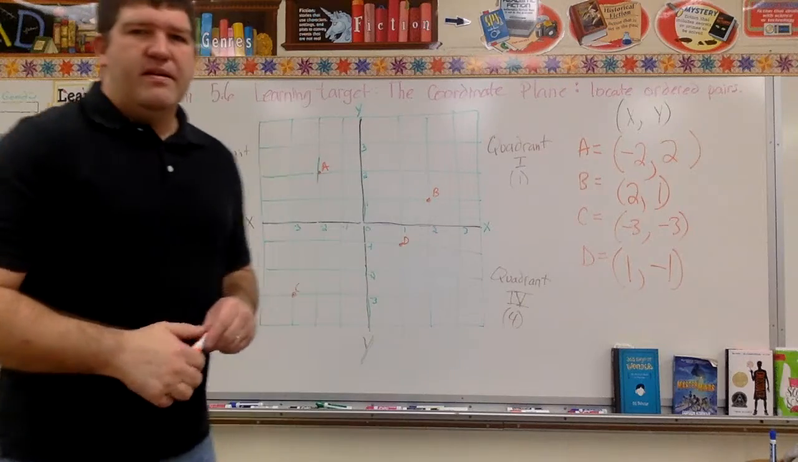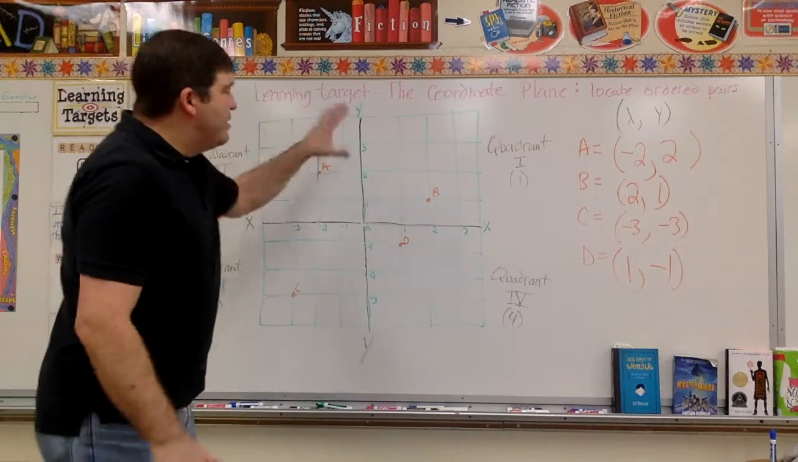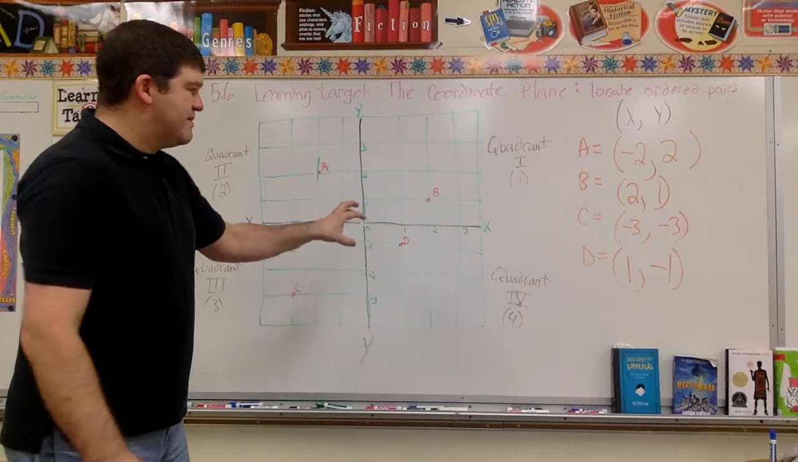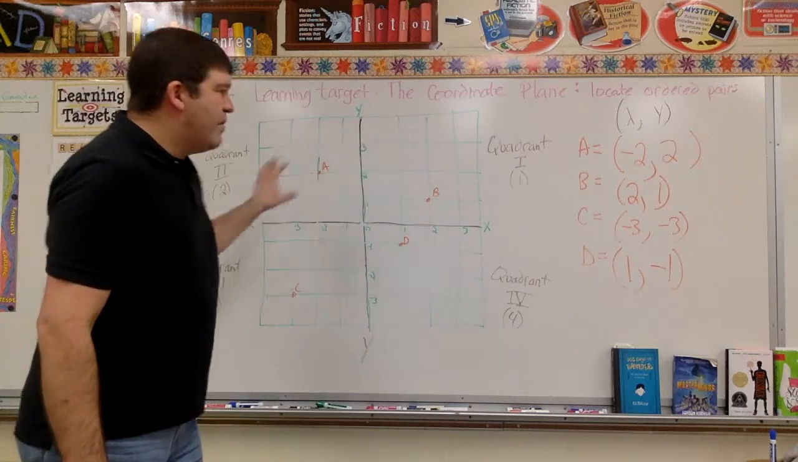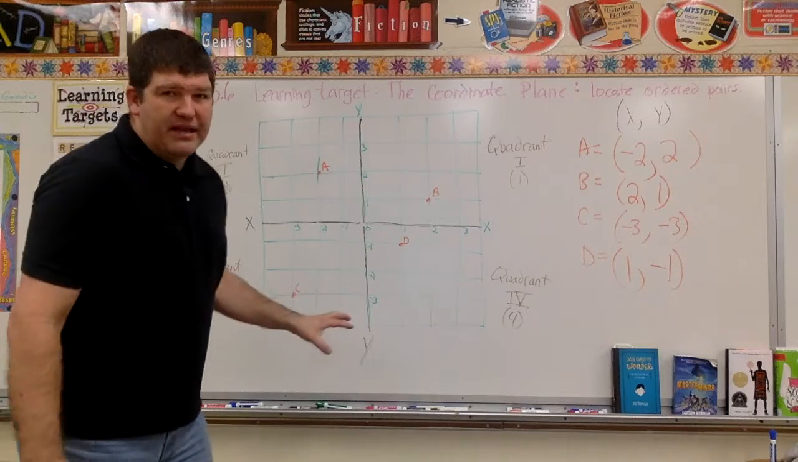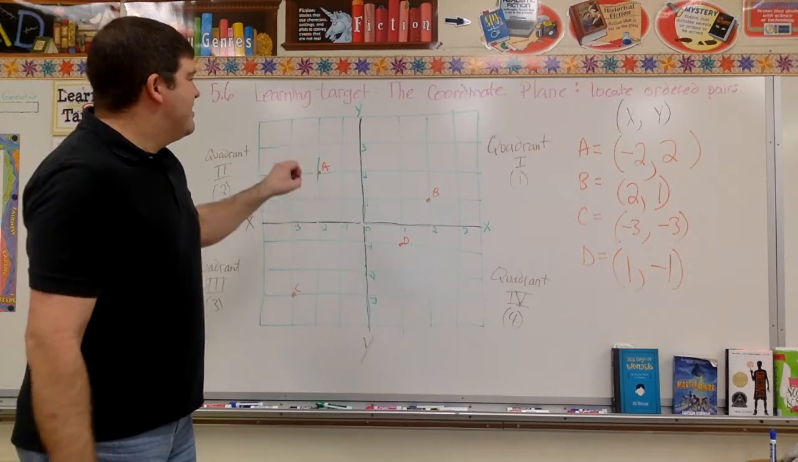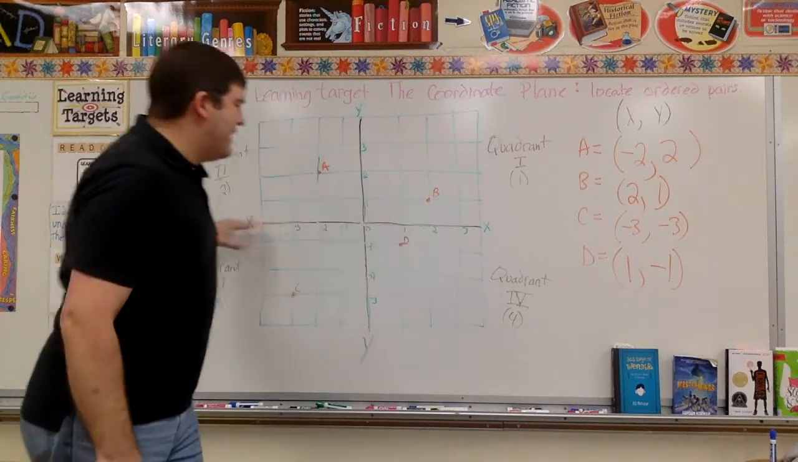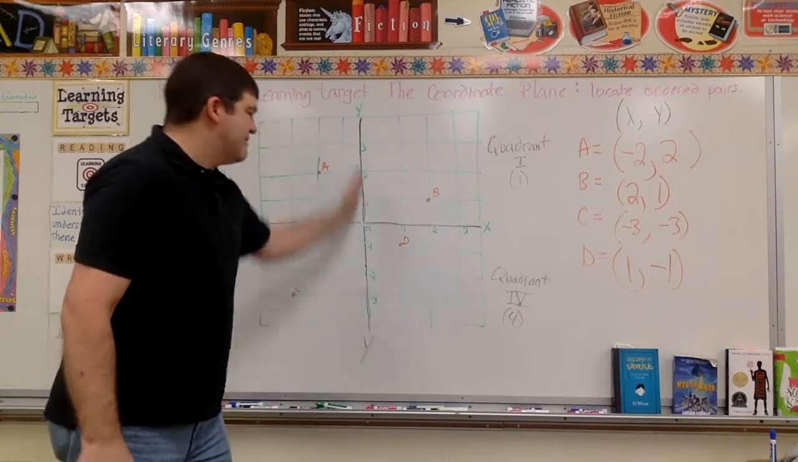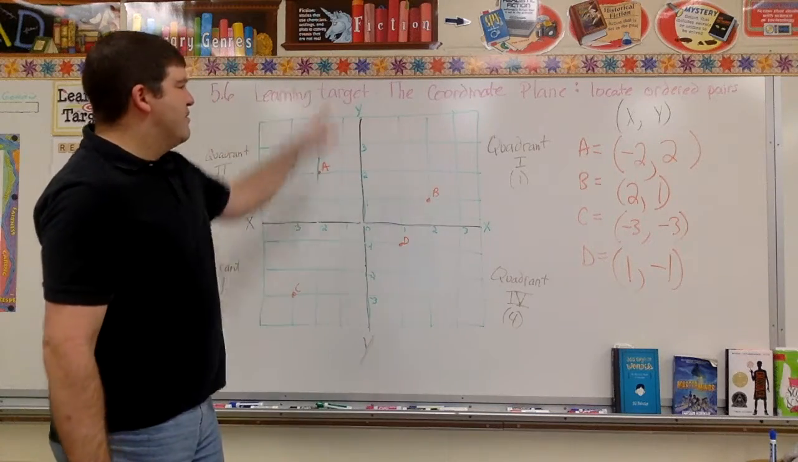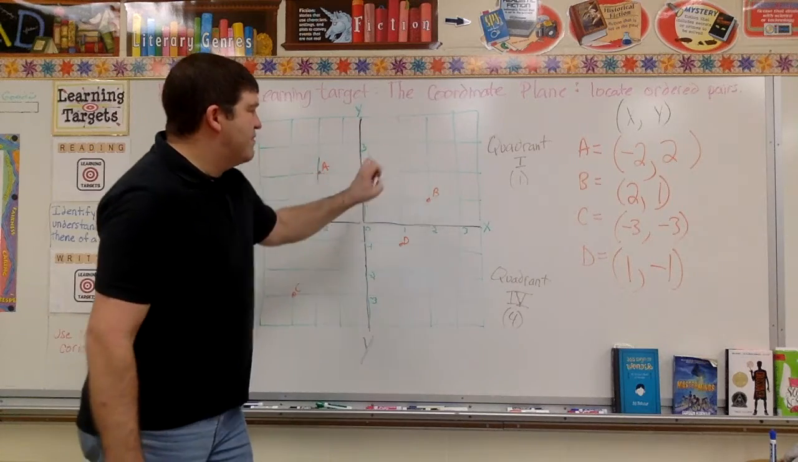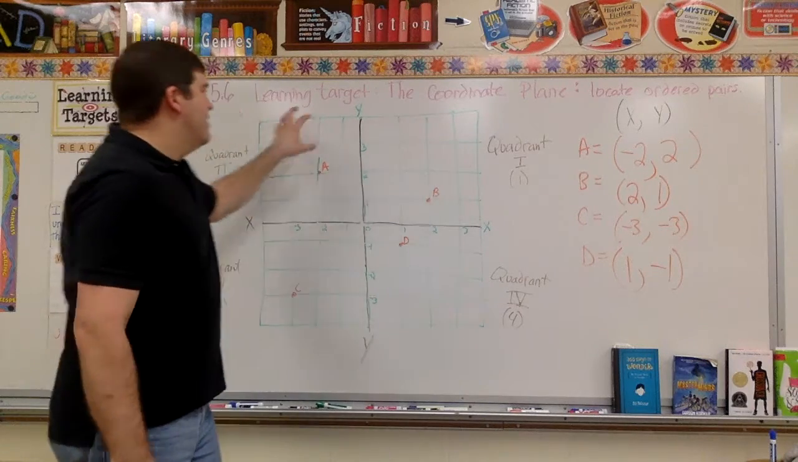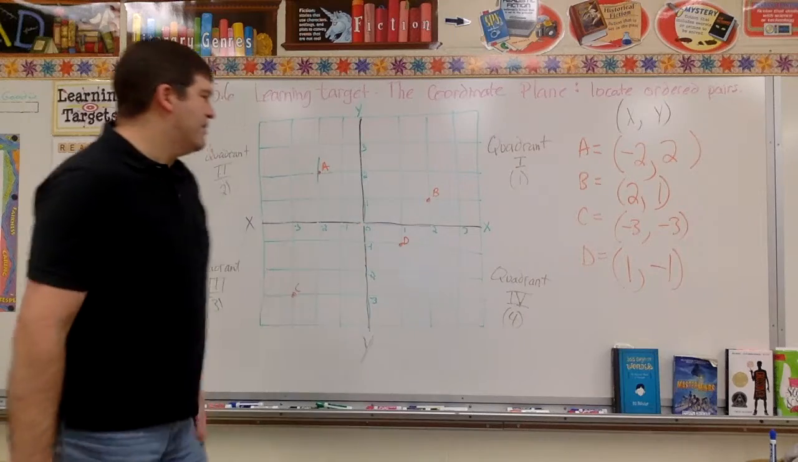Okay? So that's your coordinate plane, your 4 quadrants. You have your 4 quadrants of the coordinate plane, and you have your x-axis, you have your y-axis. The y is going up and down, the x is going this way. You have your positives over here, which is quadrant 1, and quadrant 2, 3, 4.